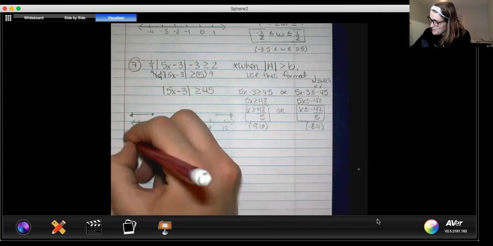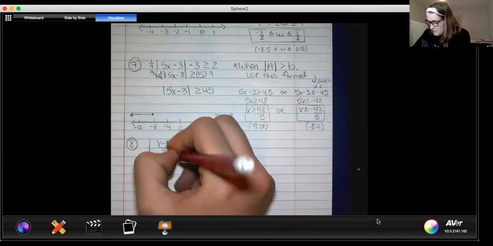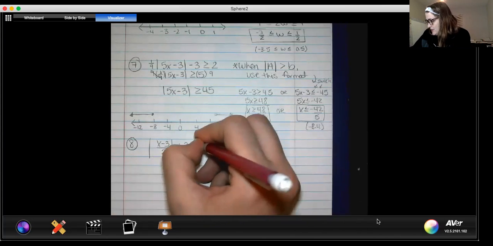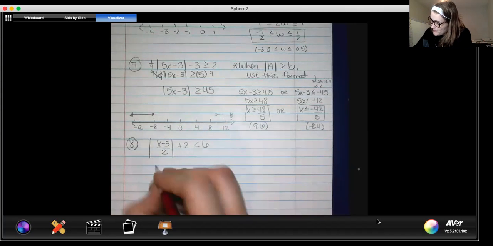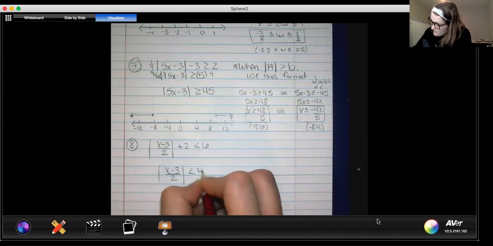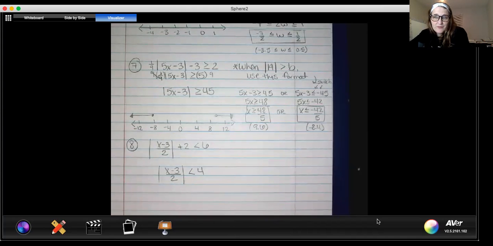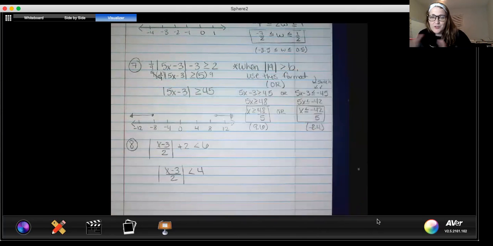One more for the notes, number 8: the absolute value of x minus 3 divided by 2, plus 2, is less than 6. So what should we do first? Well, we've got to subtract that 2. So we get the absolute value of x minus 3 divided by 2 is less than 4. Based on the patterns above, should this be an AND or an OR? Should they be working together or working separately? This one would be an AND statement.